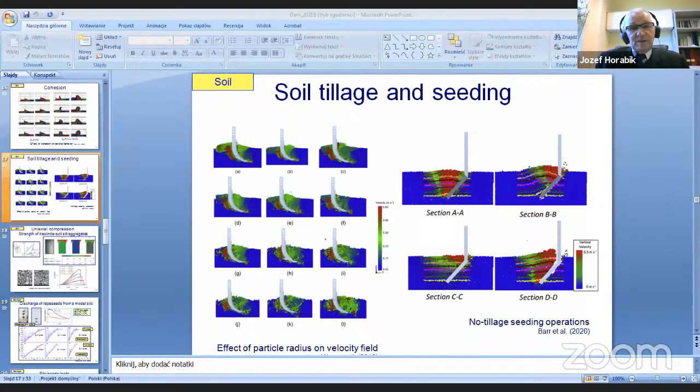And particles can be modeled in different ways. In the case of soil, which has a very complex internal structure of the particles, sometimes a few millimeter particles can be considered as one particle of the DEM modeling, but sometimes we need to look inside such an aggregate.